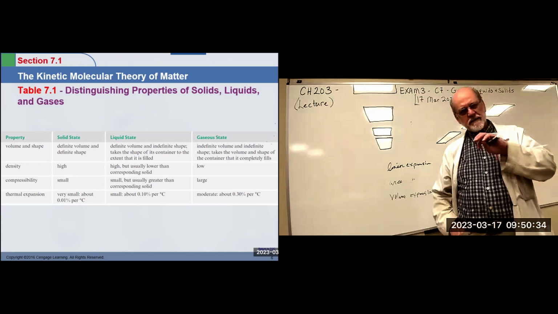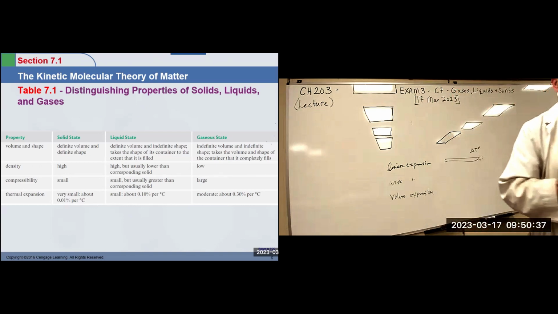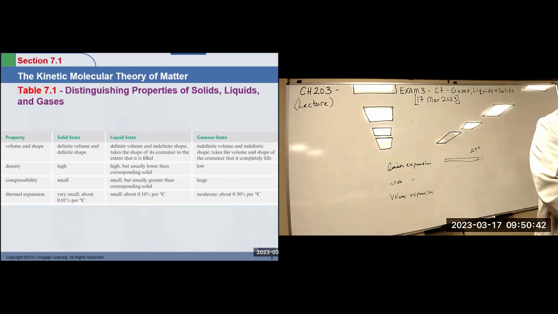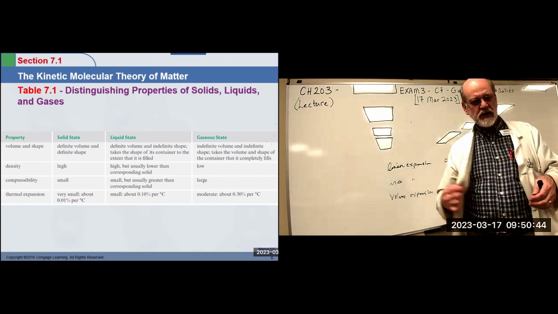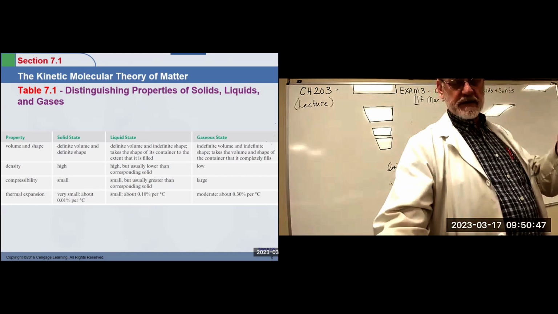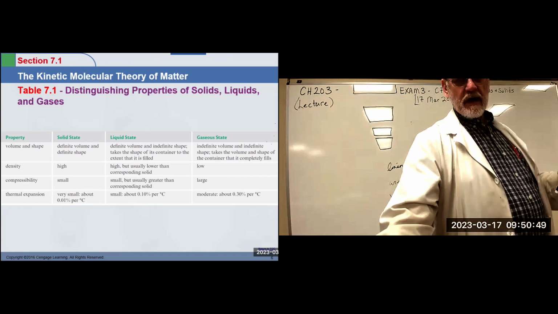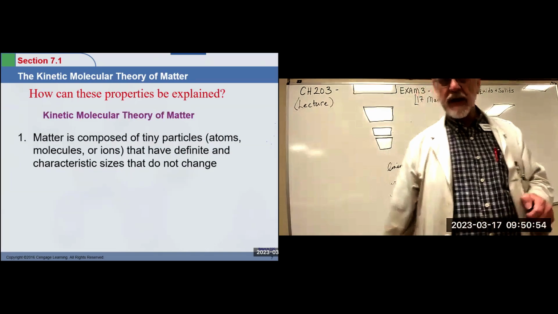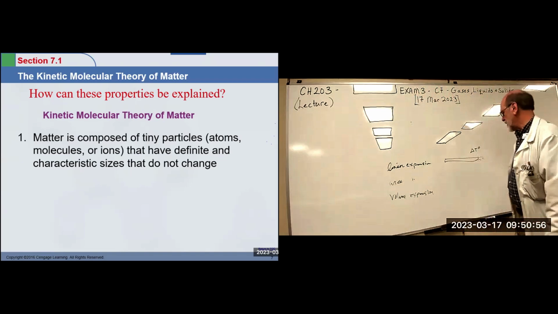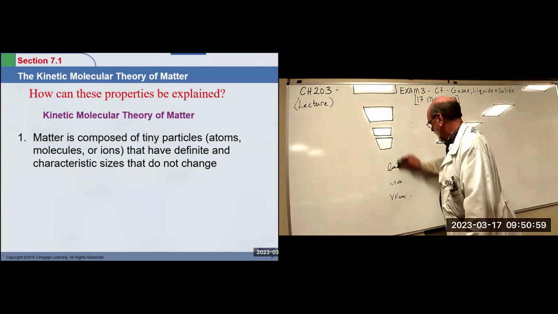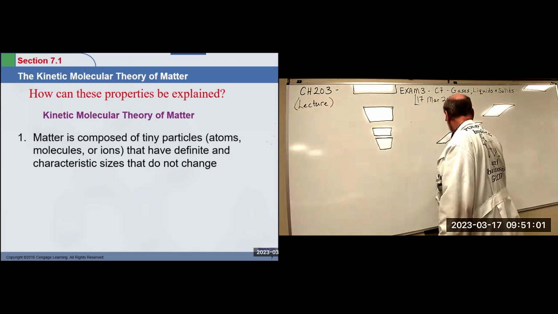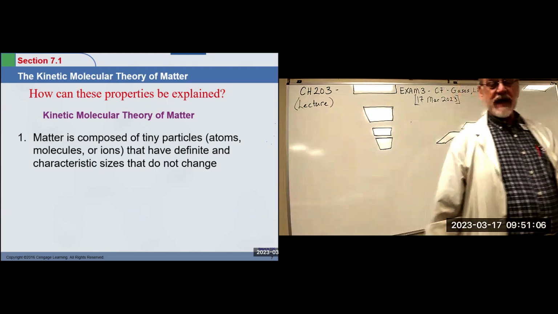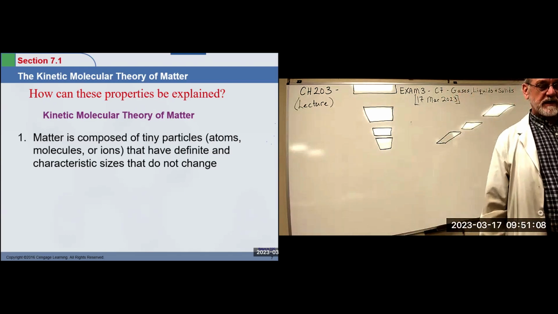So this comes straight out of your textbook, and it's a composite table of the discussions that we've had about these different physical properties of solids, liquids, and gases. Okay, now to the kinetic molecular theory, which allows us to explain these chemical properties and the changes that they may reference.